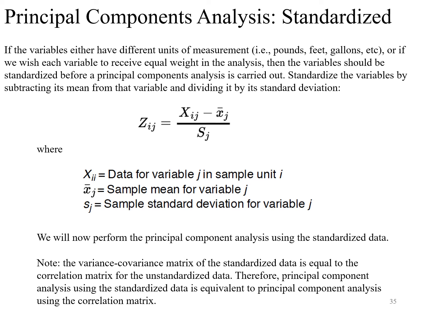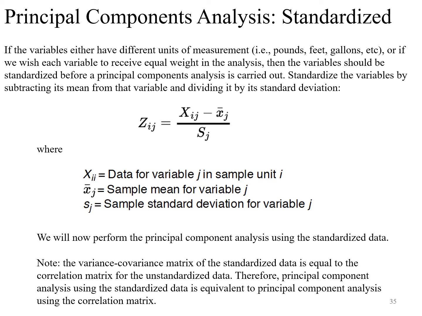So the other way of doing principal components analysis is to do it on standardized data. That is, if you standardize each variable by subtracting its mean from the variable and dividing it by the standard deviation, that's going to give you a z-score or a standardized score for each variable. And then it won't matter what the units are or how you've coded a particular variable. They're all going to count equally. Okay.